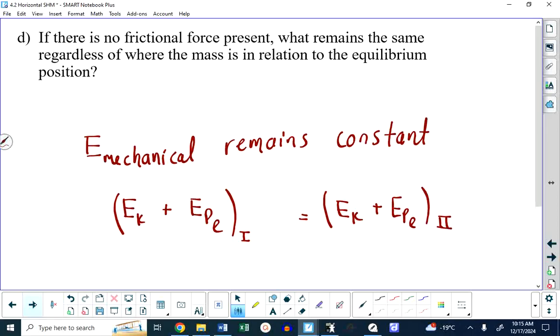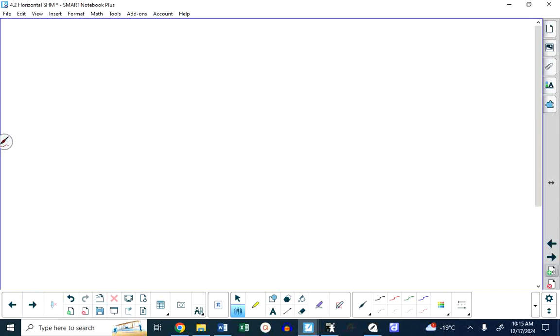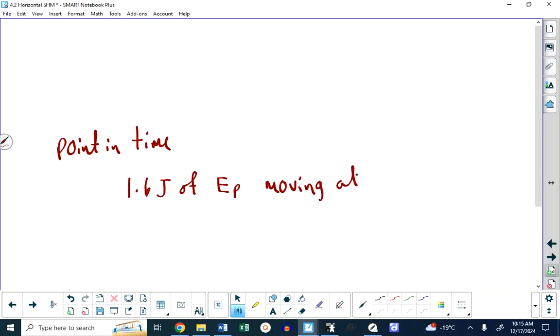There was a question, everybody, on your exam, and I'm going to make up numbers because I don't have it right in front of me. I do, but I don't want to bother to look. You were told that at one particular point in time for a pendulum, the object had, I'm going to say, 1.6 joules of potential energy, and it was moving at, that's a pretty big number, it doesn't matter, 2 meters per second.